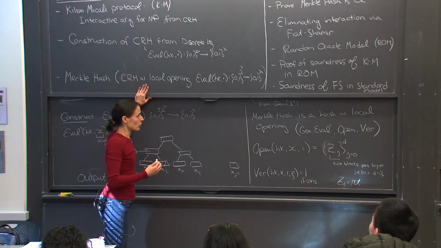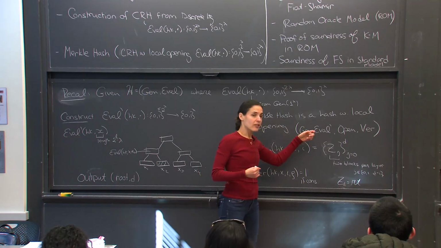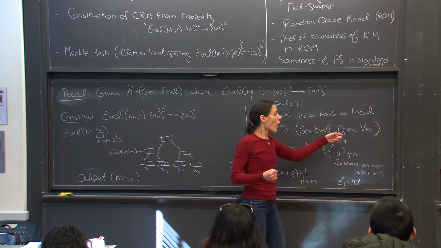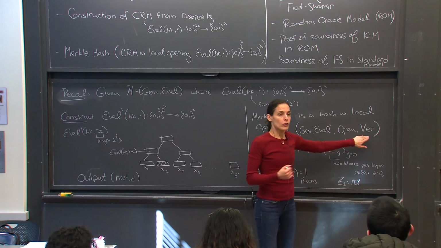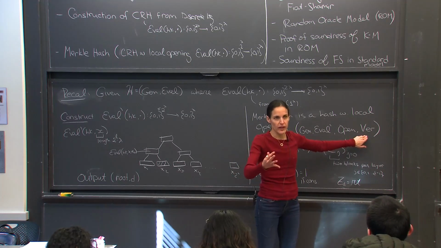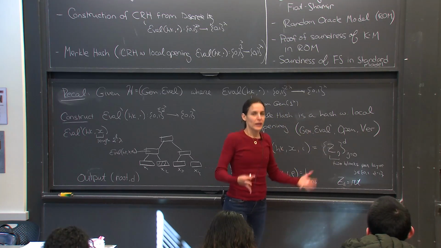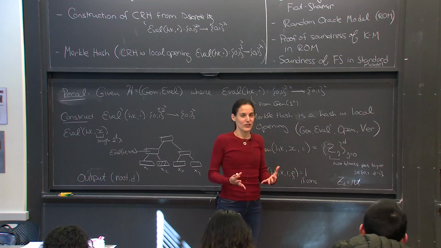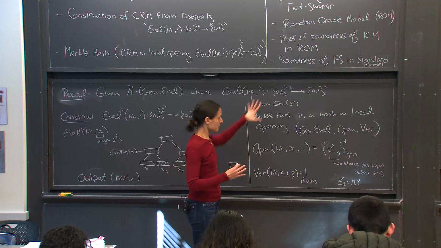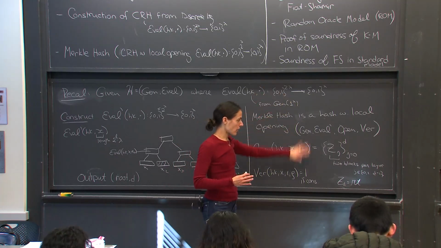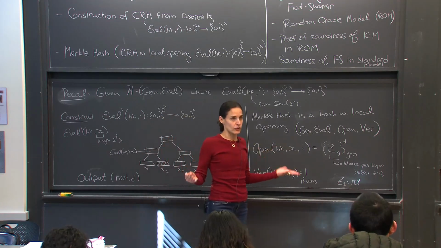So what we needed was a Merkle hash, a hash with local opening. In addition to key generation and eval algorithms, we also have an open algorithm that generates a succinct opening, and a verification algorithm that verifies it. Last time we constructed this Merkle hash, and I'll recall it quickly today. We ended without proving that it's collision resistant, so that's where we're going to start today. We're going to wrap up the Kilian-Micali protocol by arguing that this Merkle hash construction is indeed collision resistant.